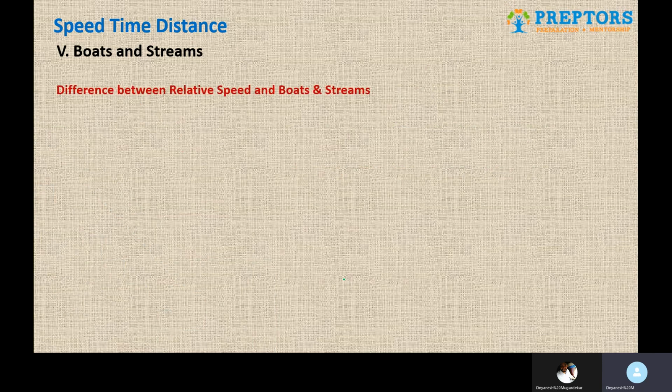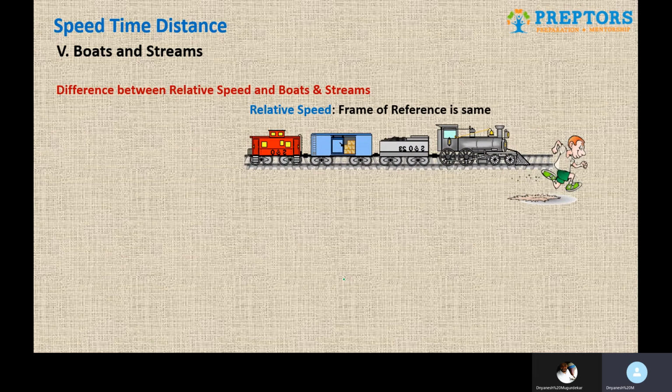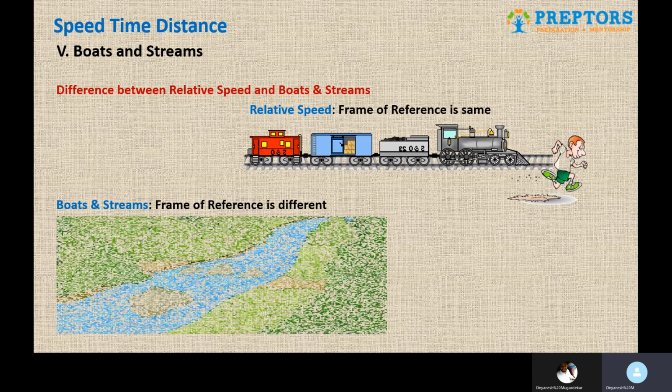The last part, one small note, is exactly what the differences are between relative speed and boats and streams. One of them is that in relative speed, the frame of reference is same. Now what I mean by that is, somebody who's sitting inside the train and somebody who's watching it from outside, for them the effect will be the same, and that is why it is said that the frame of reference is same in relative speed, which is basically trains, whereas in boats and streams the frame of reference is not same, and that is a major difference between the both of them.